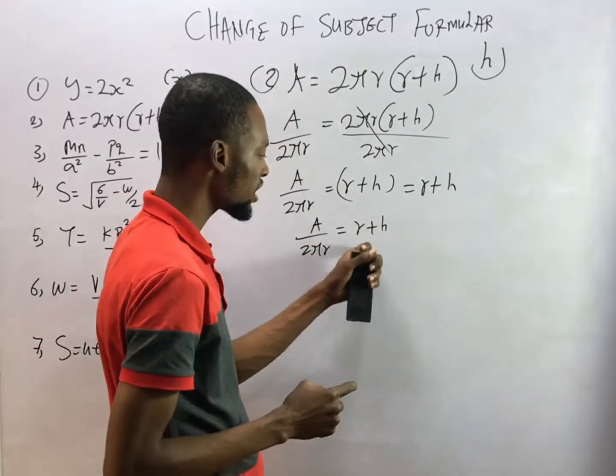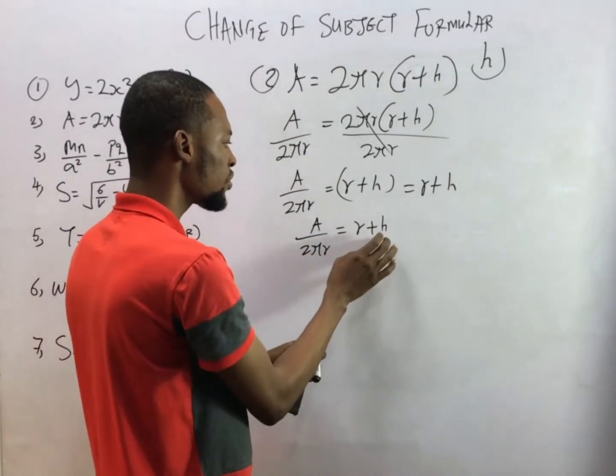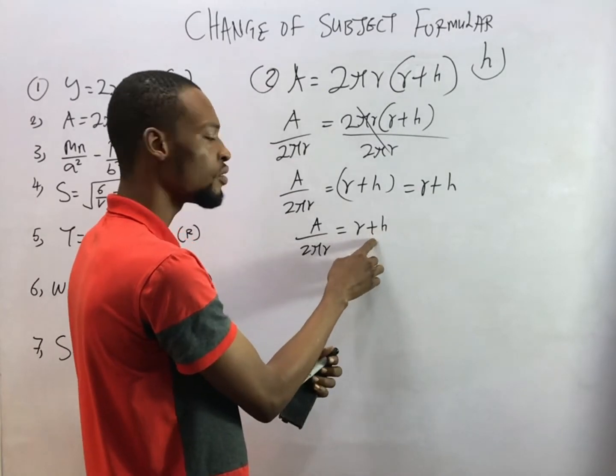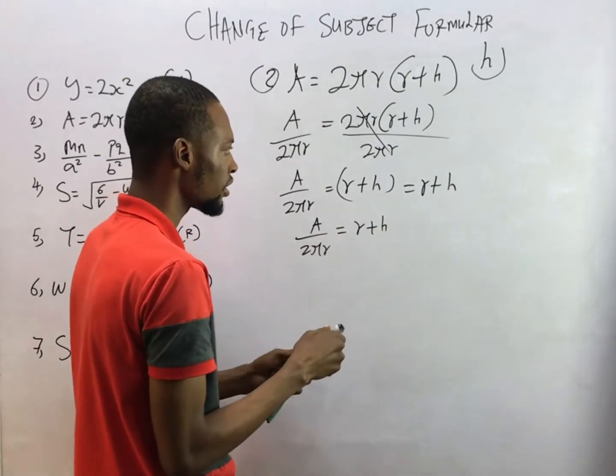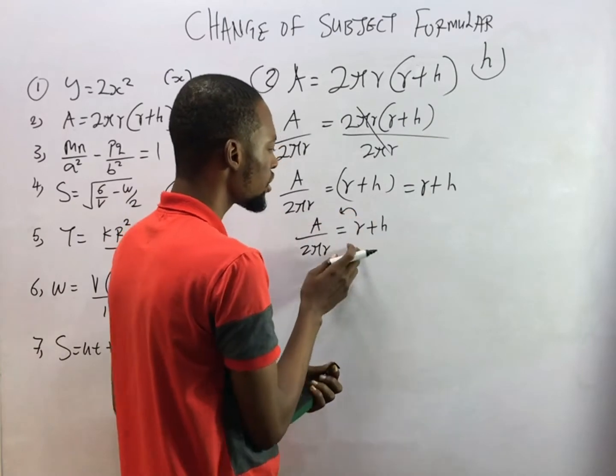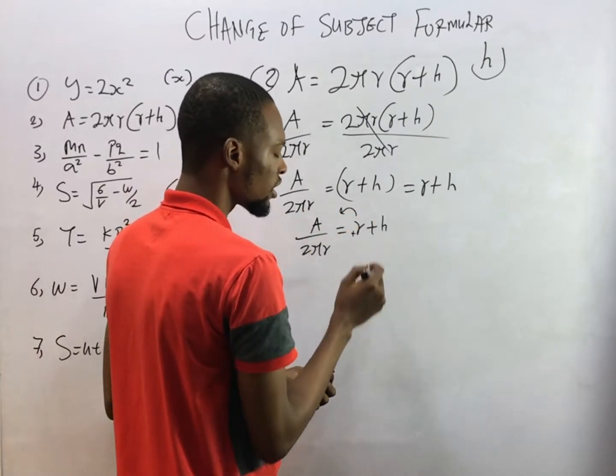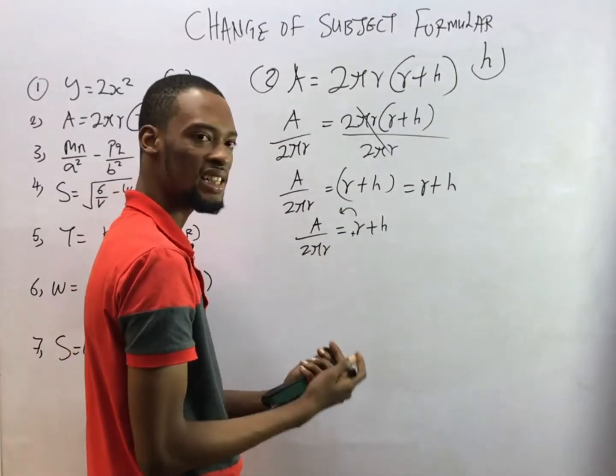We need h, we don't need r. And what is separating these two is plus. So this implies that we can take this r here. It crosses the equality sign, and it's already plus here, so it crosses to become negative.